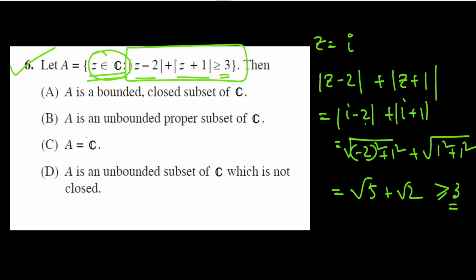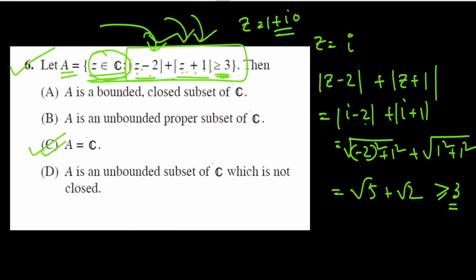And if we put any complex number z here, suppose you take 1 plus iota 0, you can take z equal to 1. This is also a complex number. So mod of 1 minus 2 plus mod of 1 plus 1: this is 1 and this is 2, which gives 3, greater than or equal to 3. This is satisfied. Therefore, if we take any complex number, any complex number satisfies this condition. So the simple answer is A equal to C here. This is the complete complex plane. Simple trick.